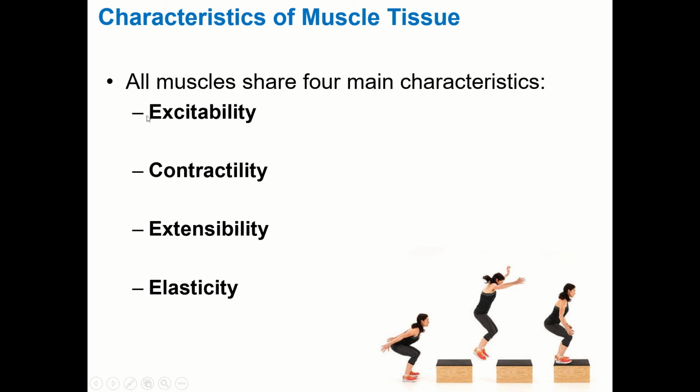So excitability means that muscles respond to a stimulus, and then contractility is that muscles shorten. An important thing here is that muscles can only forcefully shorten. So muscles can't forcefully lengthen. Usually gravity does that, or antagonistic muscles cause a lengthening of a muscle. So muscles are contractile, meaning that they shorten. So they pull one tendon toward the other.